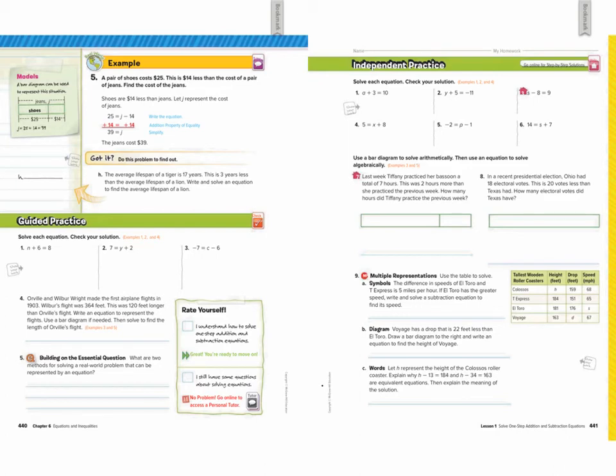The average lifespan of a tiger is 17 years. So here's what we know. We have 17 years is a tiger. That 17 is 3 years less than the average lifespan of a lion. Write and solve an equation for lion. So 17 is 3 years less than. Less than means that we're going to subtract, but we're subtracting from the average lifespan of a lion. So we could use L for lion.